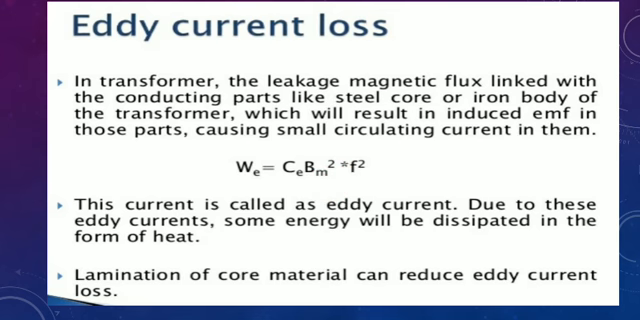This W is denoted as the eddy current loss, and this current is called eddy current. Due to these eddy currents, some energy is dissipated in the form of heat. So the eddy current loss is also produced in the form of heat.